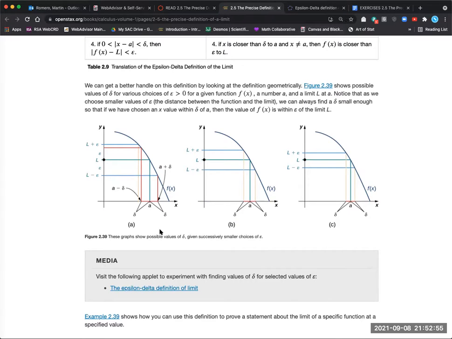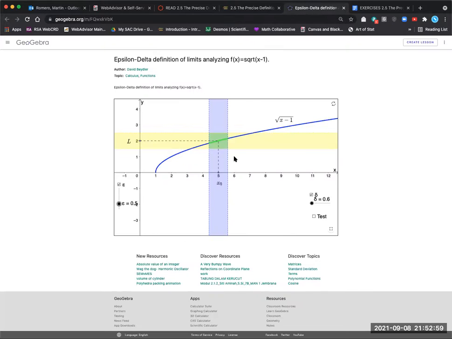Now, using this, I like to use that media to show it. So, for example, here's the function square root of x minus 1. And what we're saying is, what's the limit of this function as x approaches 5? Well, it's continuous, so I can plug it in there. 5 minus 1 is 4. Square root of 4 is 2. So we know the limit's 2.